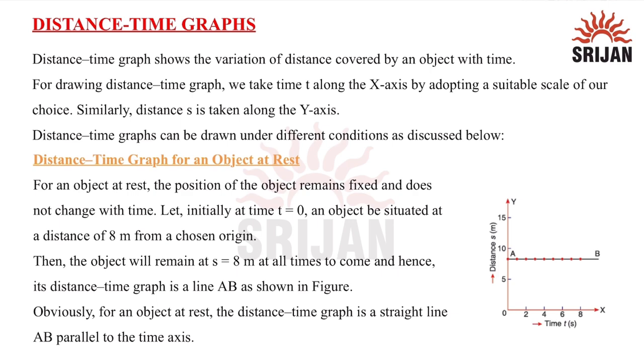Obviously, for an object at rest, the distance time graph is a straight line where AB is parallel to the time axis.